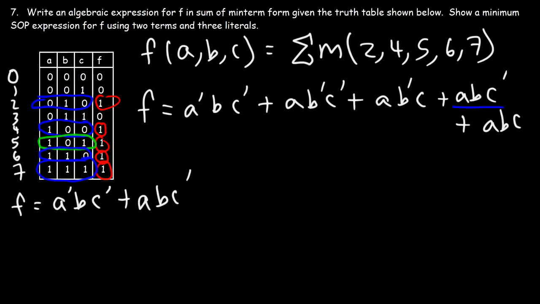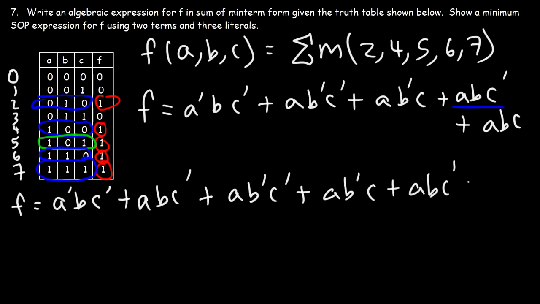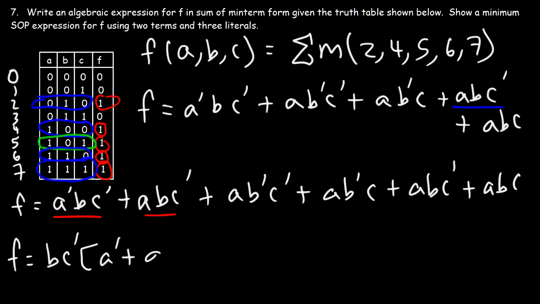Now the reason why I'm doing that, notice that these two terms both have B and C prime. So I can factor that out. In the meantime, let me just rewrite what I have left over. So now I have 6 product terms. And these are the copies, or I made a copy of this one here. Now, let's take out the GCF in the first 2 terms. So let's take out B, C prime. We'll be left with A prime plus A.